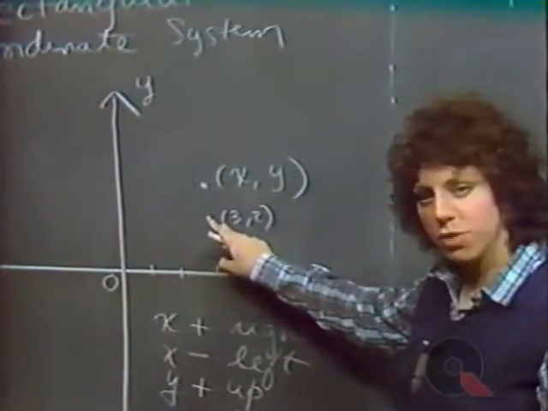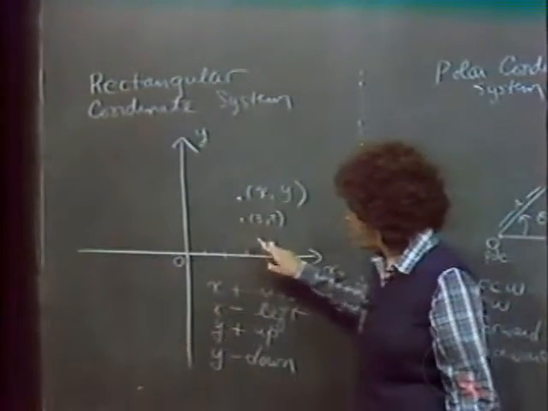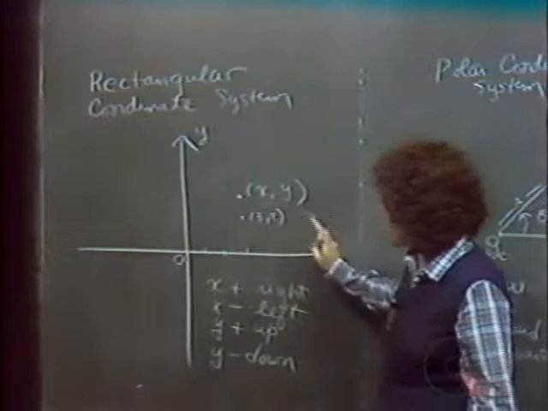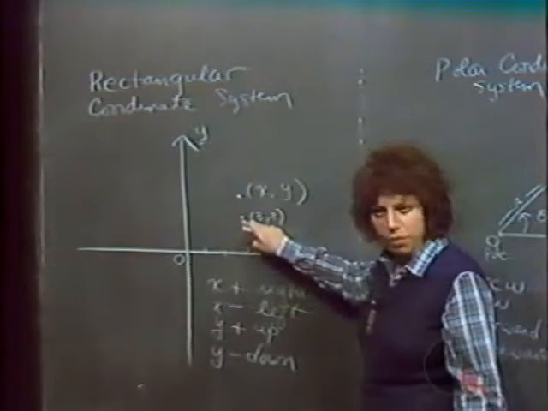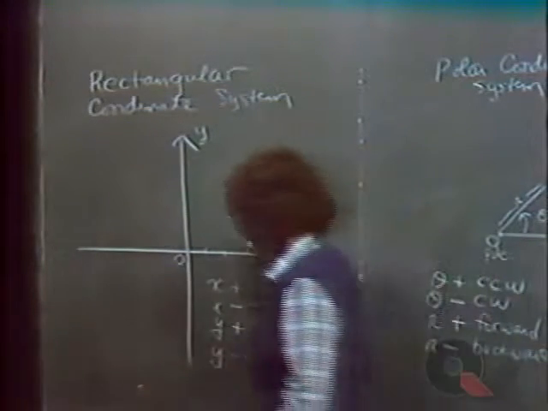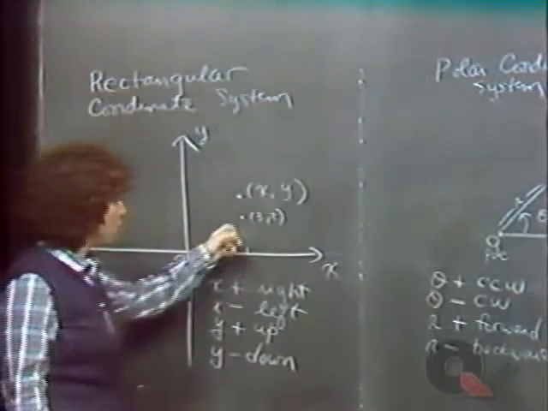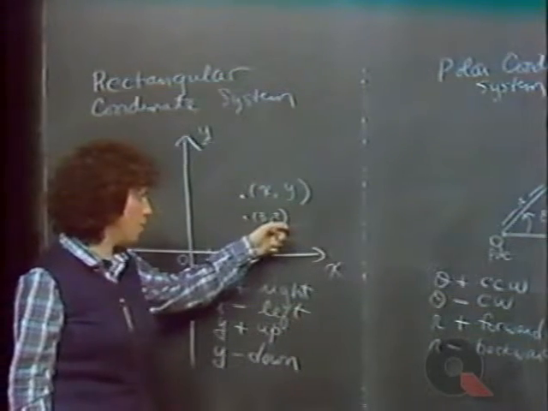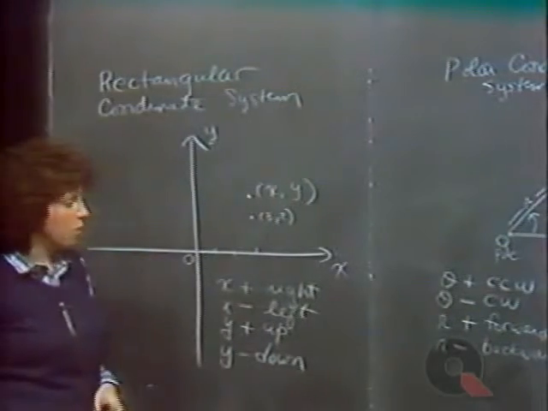Going back over here, if I wanted to send a man to this point, there's only one way to do it. He has to move to the right 3 units and then up 2 units. It's the only way to do it. There is one and only one pair of coordinates associated with this point. We have what we call a one-to-one correspondence between the points in the plane and these ordered pairs of real numbers. Every point is associated with one and only one ordered pair of real numbers, and an ordered pair of real numbers directs you to one and only one point in the plane.